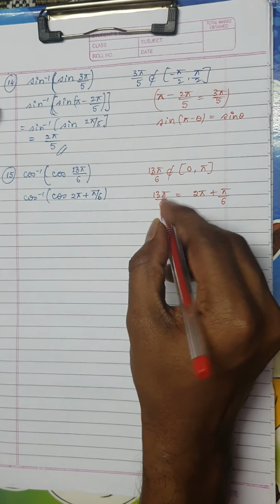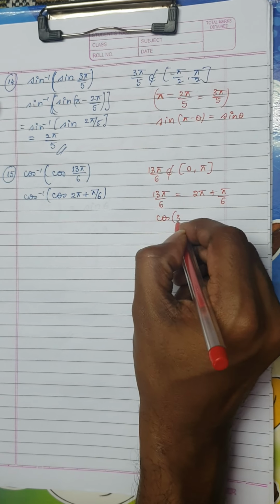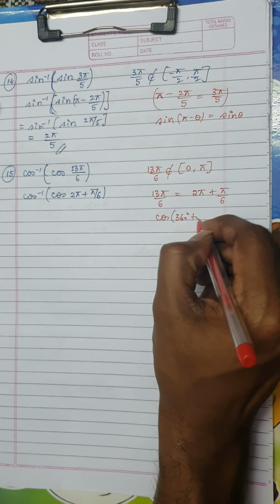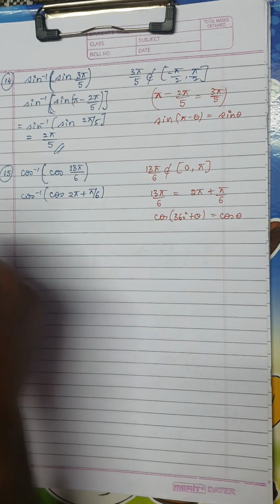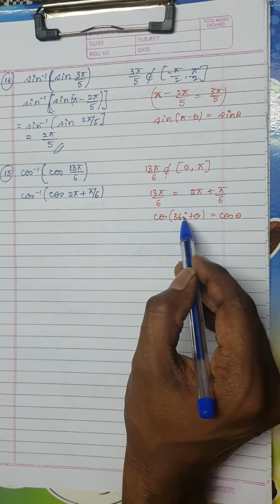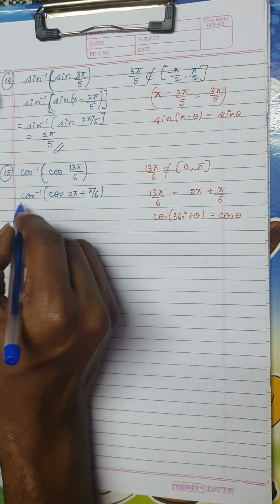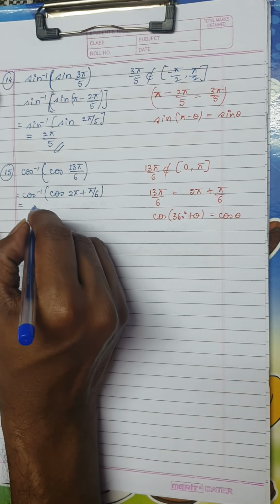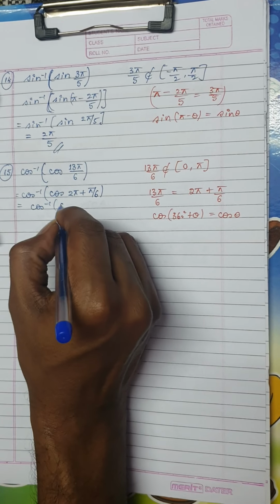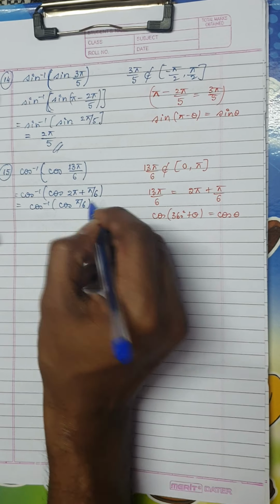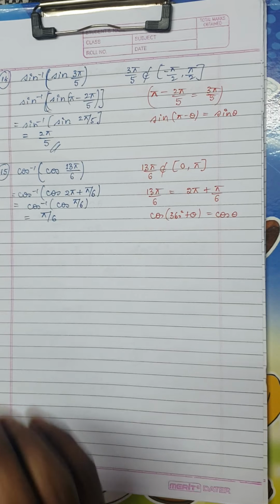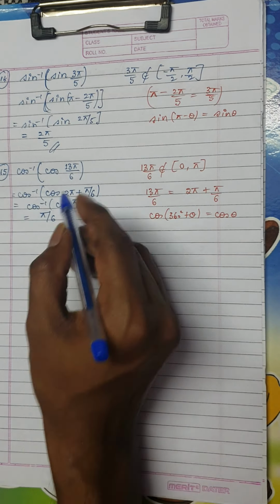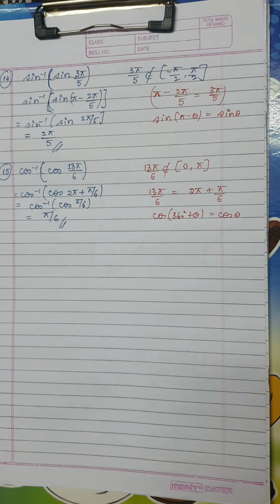And we also know that cos of 360 degrees plus theta is nothing but cos theta, because 360 degrees will be nullified. It is just like 0 degrees. So you will get cos inverse of cos pi by 6. Now cos inverse and cos will cancel, and I am going to get pi by 6. So this is the principal value.